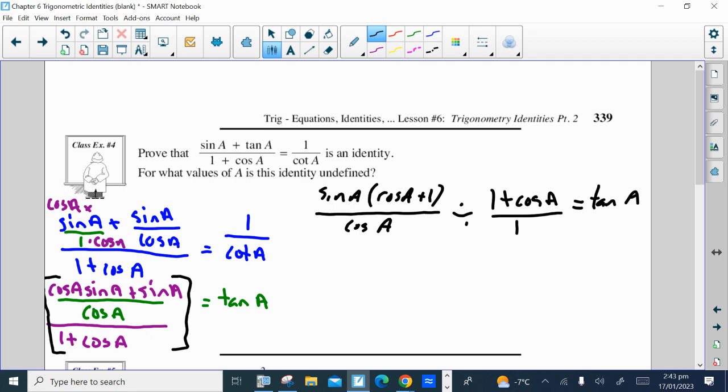Any questions so far? When you divide by a fraction, you can do it by multiplying by the reciprocal. So that's our next step.